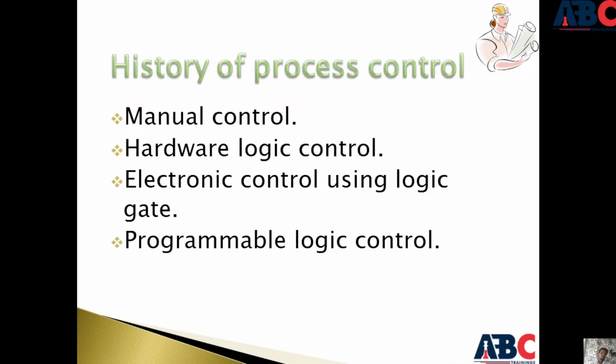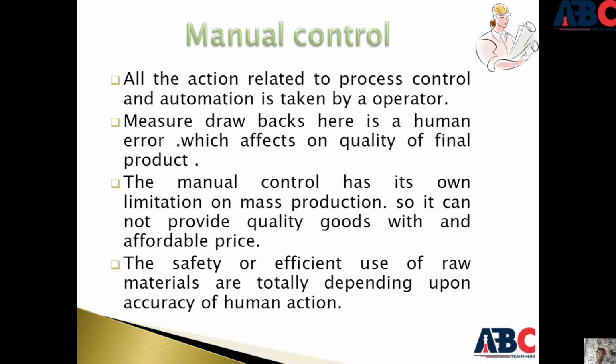History of process control: manual control, hardware logic control, electronic control using logic gates, programmable logic control. In manual control, all the action related to process control and automation is taken by the operator. The major drawback here is human error, which affects the quality of the final product.